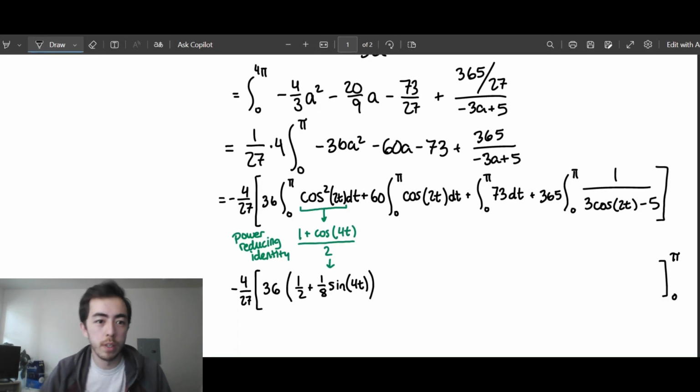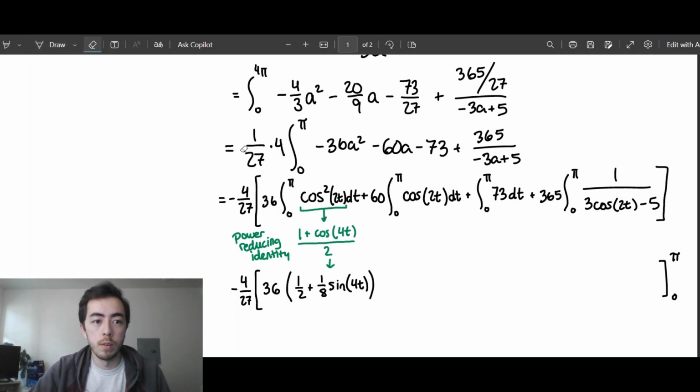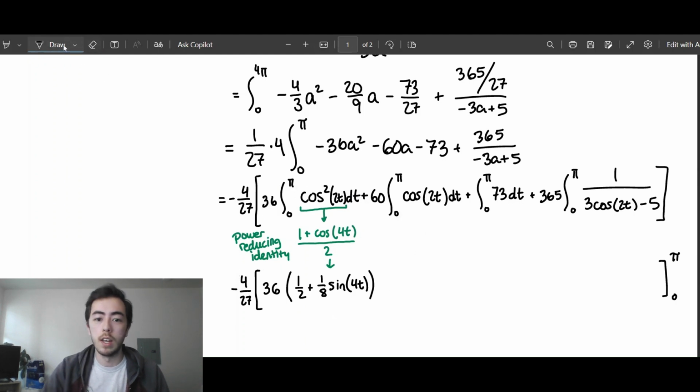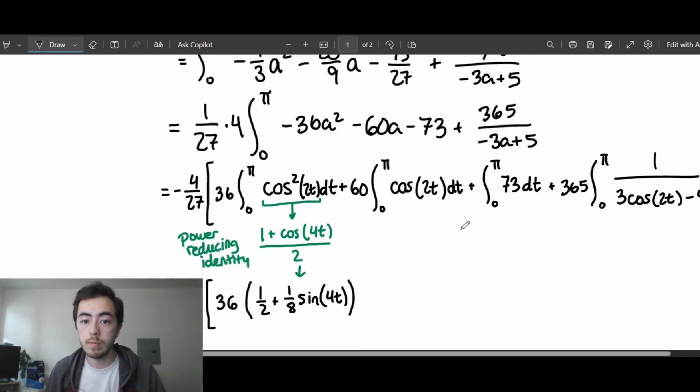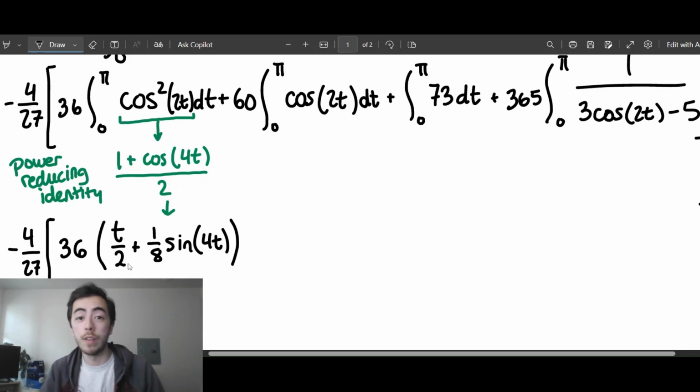All right, I cleaned it up a little bit. Something that I also did here is I noticed a lot of the terms have a negative sign, so I pulled it out. And here I just took some notes about how we use that power reducing identity to find a linear cosine term instead of a squared cosine term. All right. So actually, I just realized this 1/2 should actually be a 1/2 times t, or a t over 2, because eventually I'm going to evaluate this whole thing from 0 to pi.